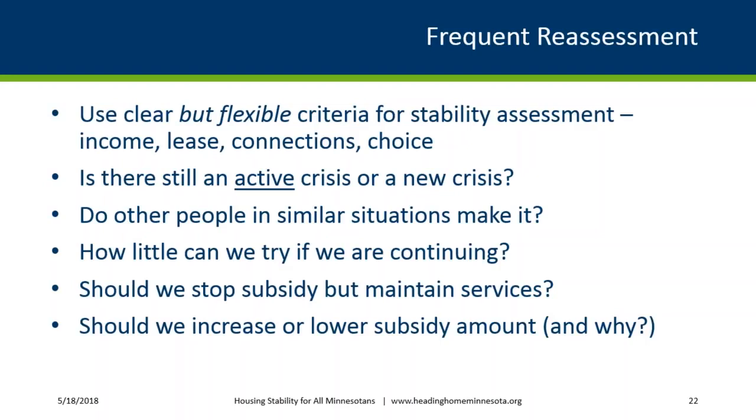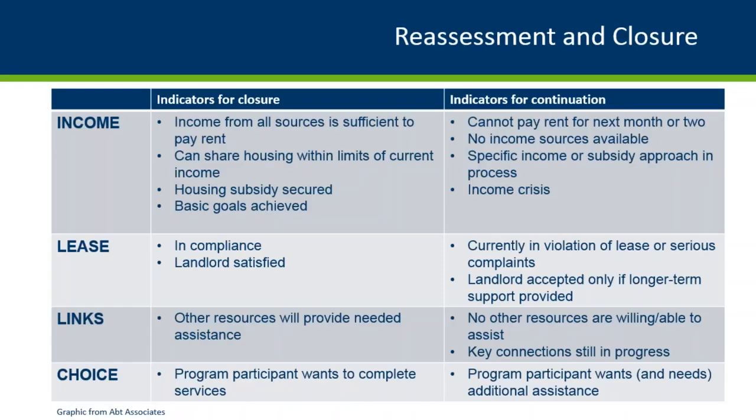If now we've got some income, but things aren't quite stable, can we say, how about a couple $100 this month? Would that make the difference, right? Let's try it, because we're trying to also create the expectation that this isn't going to be here forever. So let's try it. Should we stop the subsidy but maintain services? And if we need to change things, we can both increase or lower what we're doing. So we have lots of flexibility in that.